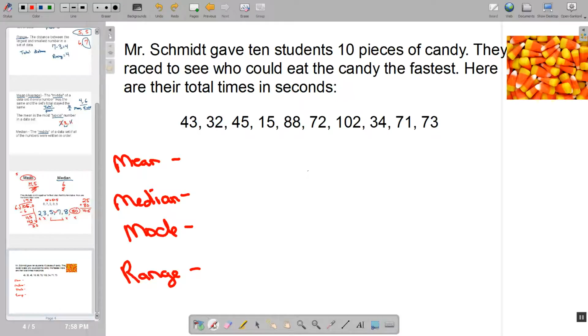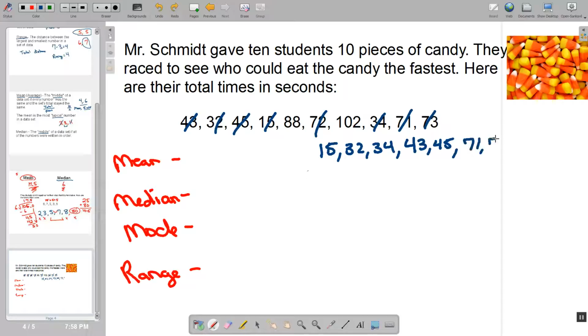Well, since we have a set of data, the first thing that I like to do is write the data in order from smallest to largest. So I'm going to do that. First number, smallest number, is 15. Then we have 32 and 34. From there we have 43 and 45. Then 71, 72, and 73. Then 88 and 102.